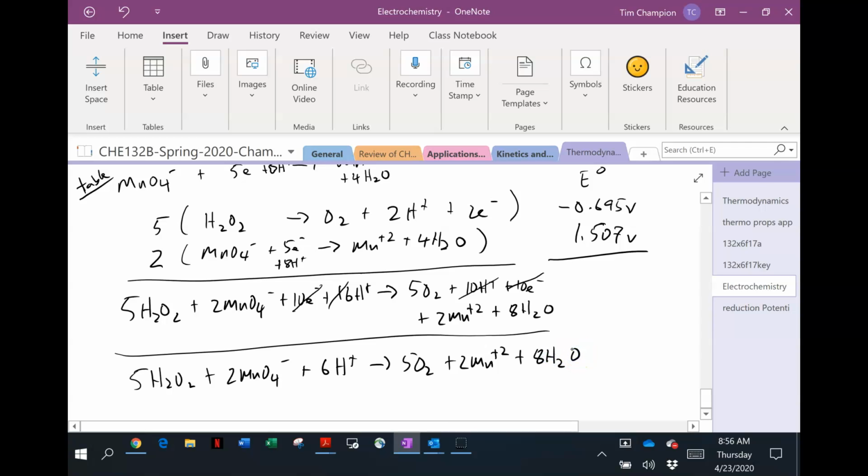And if you go through and look at your atoms, I think we might be balanced there. We've got 16 hydrogens, 5 times 2 plus 6 there, and we've got 16 hydrogens over here. We've got 2 manganese. We've got 10, 8, 18 oxygens, 10, 8, 18 oxygens. So that's balanced atom-wise and redox-wise, electron-wise.